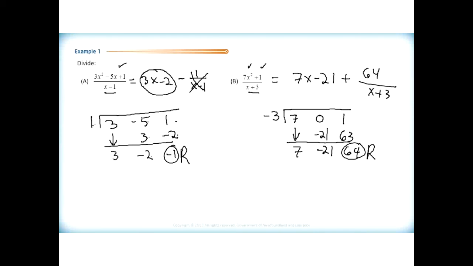But again, if we're talking about the graph of this, which is where we're headed with this stuff, this will be the oblique asymptote, and this stuff over here will be relatively insignificant for large values of x. All right, we mosey on.